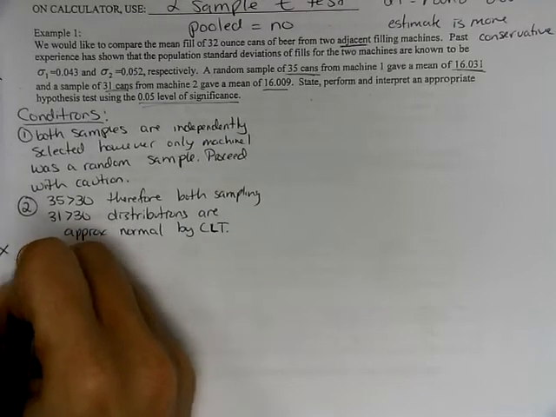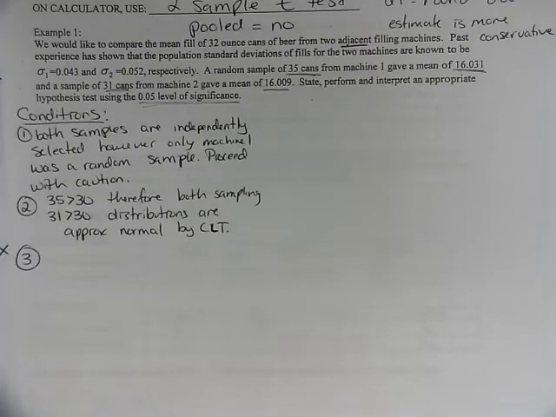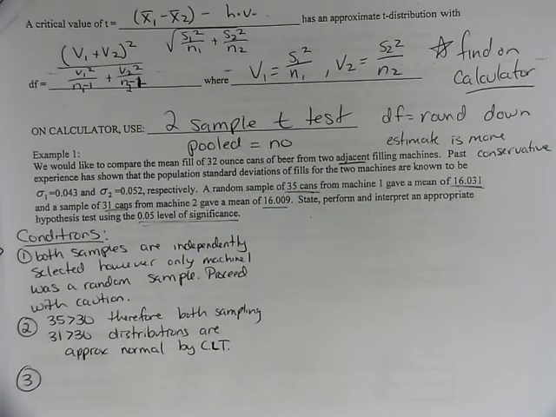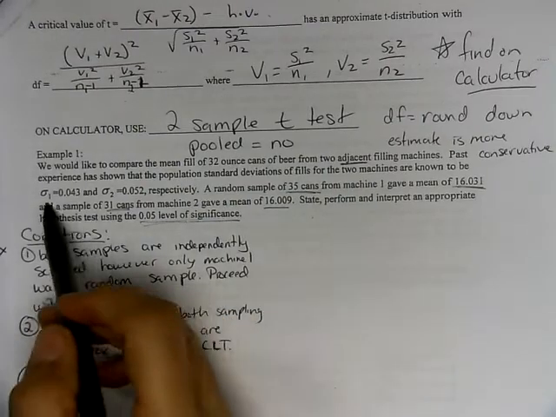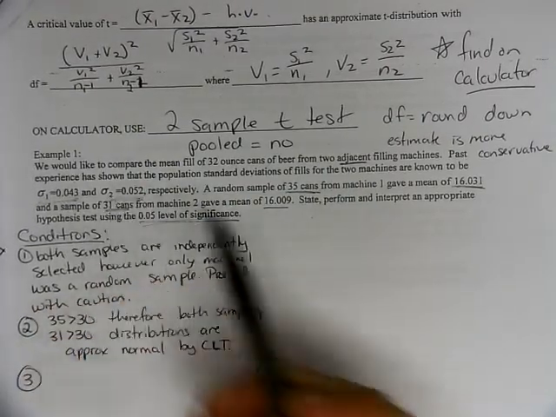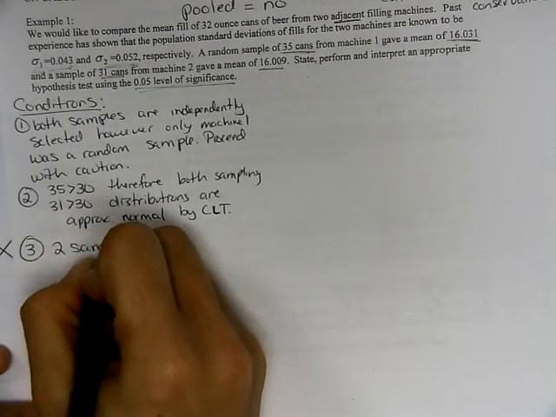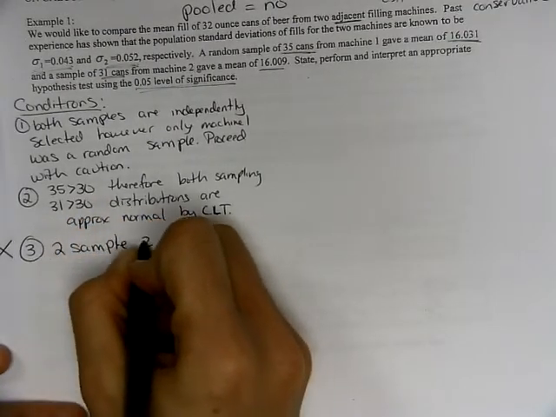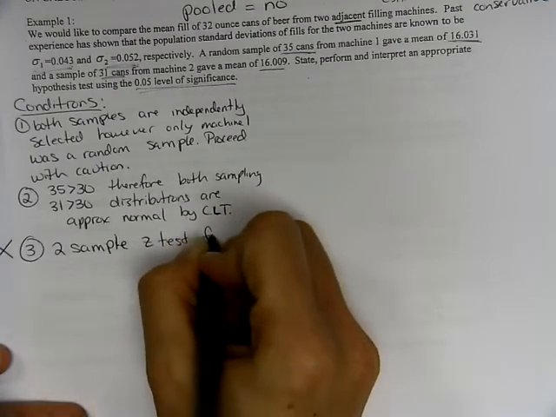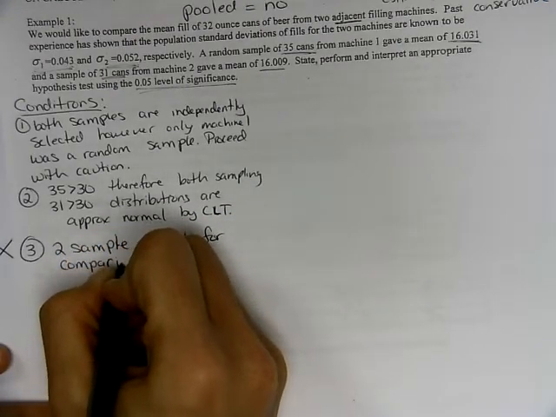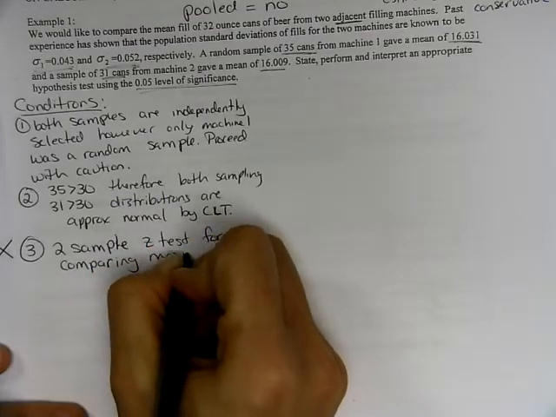So are we doing a z-test or a t-test? Did you have the population standard deviation or not? Population standard deviation, population standard deviation. So this is a 2-sample z-test for comparing means.